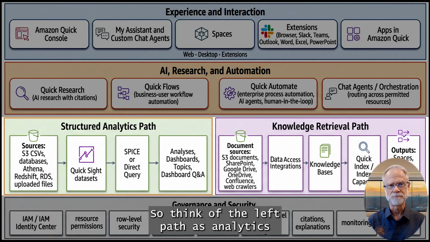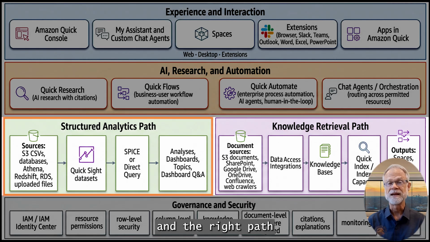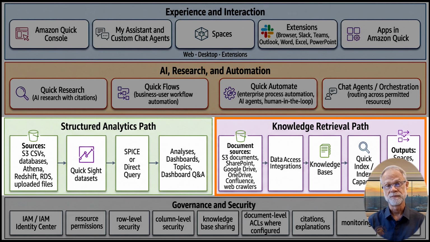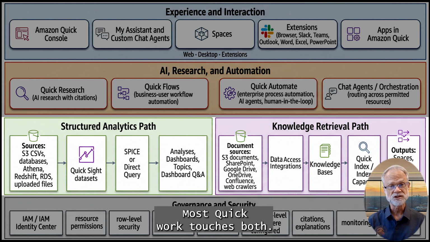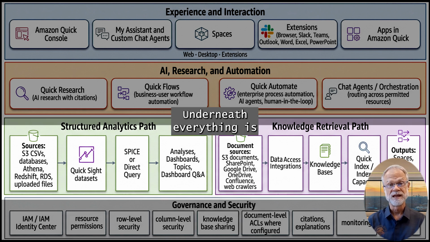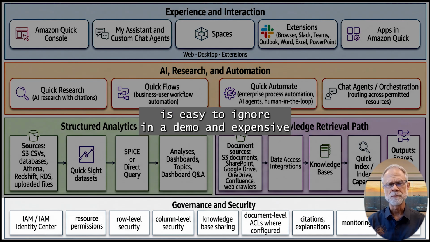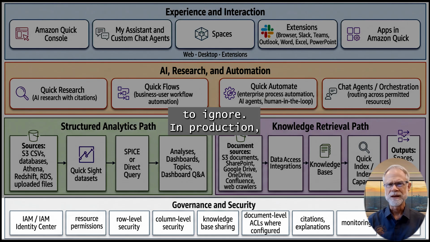So think of the left path as analytics and the right path as documents and other context. Most Quick work touches both. Underneath everything is governance and security. This bottom layer is easy to ignore in a demo and expensive to ignore in production.